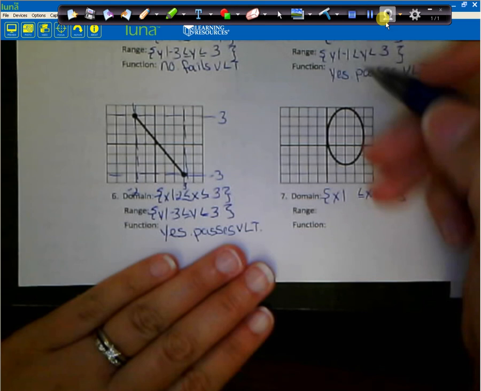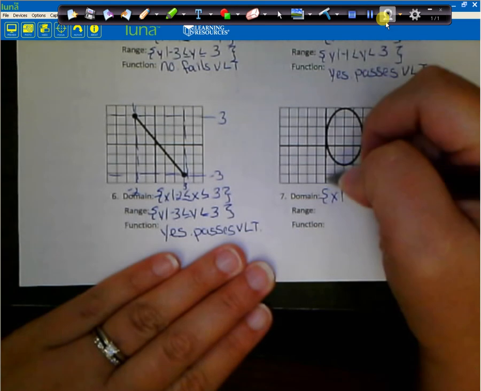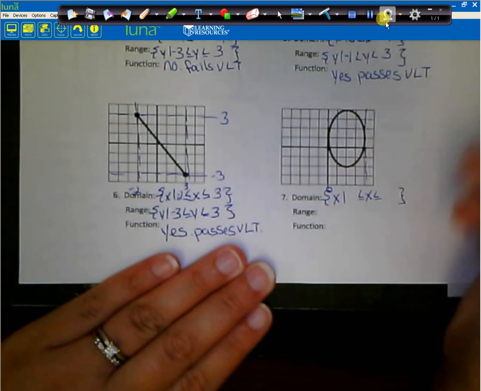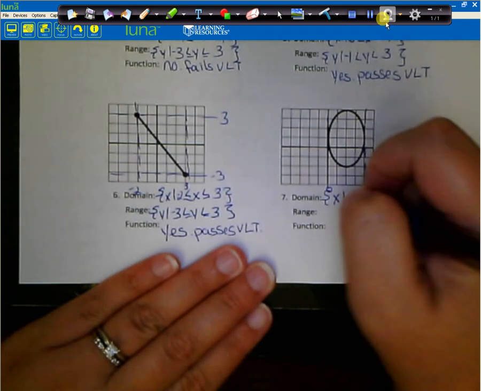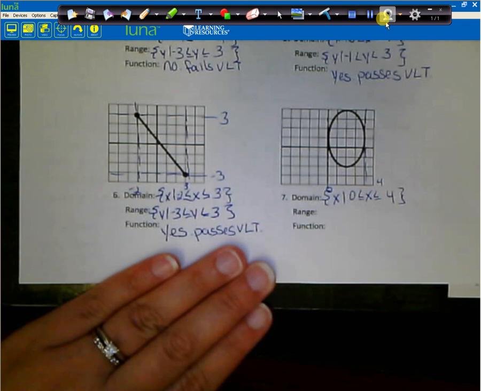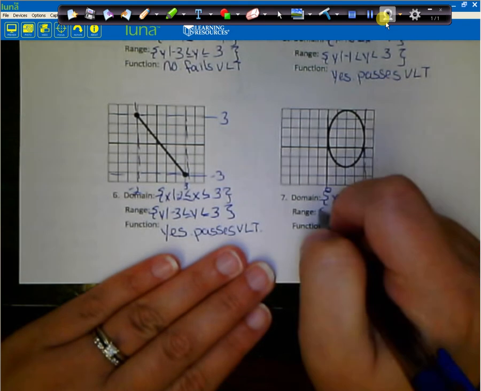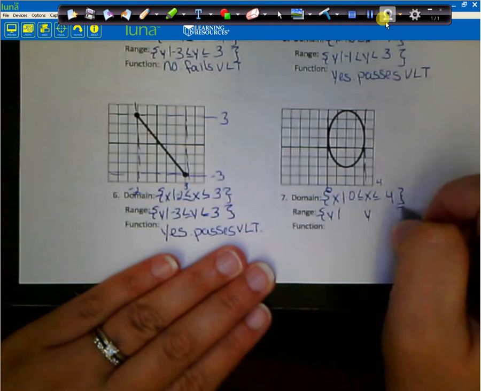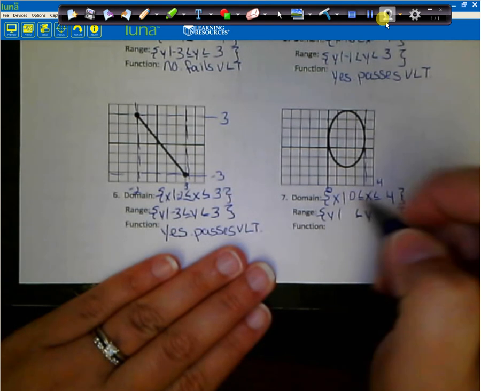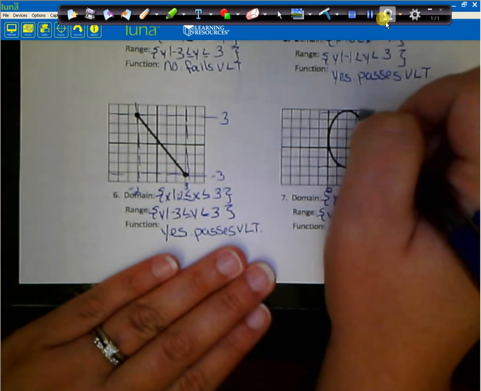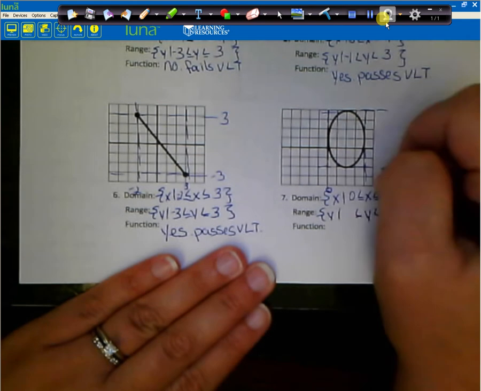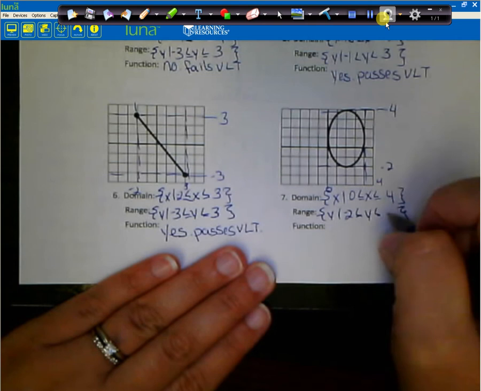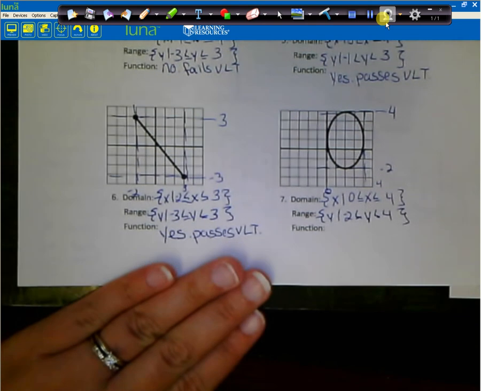So here on my domain, I'm going to go from the leftmost point to the rightmost point. So my point's at 0 and 1, 2, 3, 4. So it's going to go 0 to 4. And then with the range, again, make sure that you're using the y because the range is talking about y values. It's going to go from the bottom part of my picture to the top part of my picture. So that's going to go from -2 to 4. So -2 to 4 for that one.